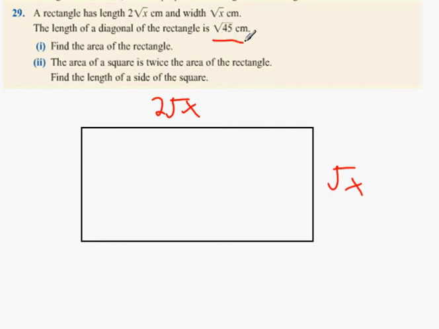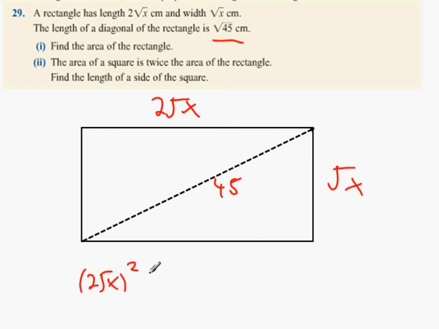The length of the diagonal is root 45. Pythagoras' theorem: 2 root x squared plus root x squared equals root 45 squared. Root 45 squared, as we all know, is going to be 45.